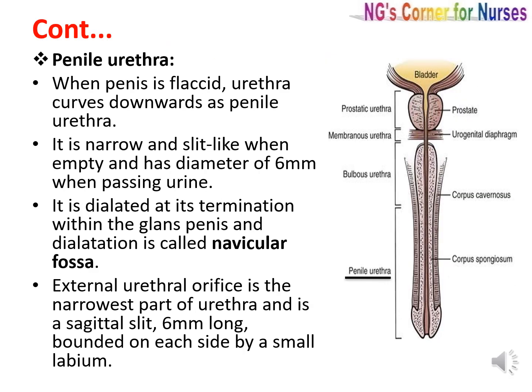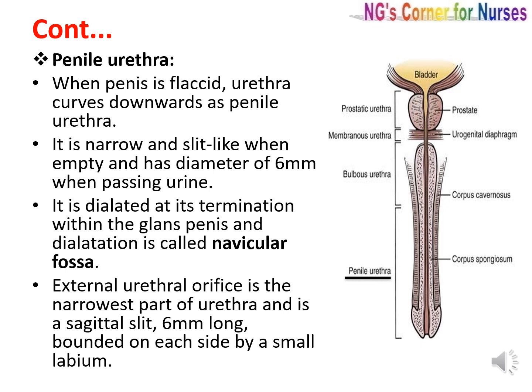Next part is the penile urethra. When penis is flaccid, urethra curves downwards as penile urethra. It is narrow, a slit-like when empty, and has a diameter of 6 millimeter when passing urine. It is dilated at its termination within the glans penis, and this dilatation is called navicular fossa.